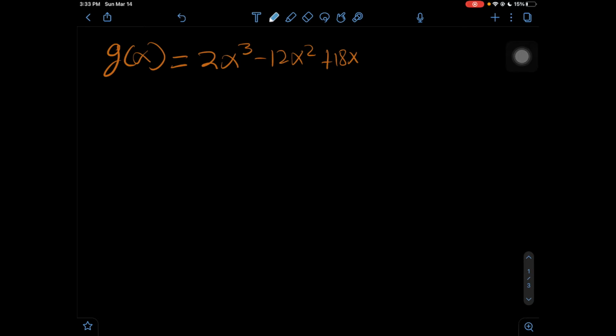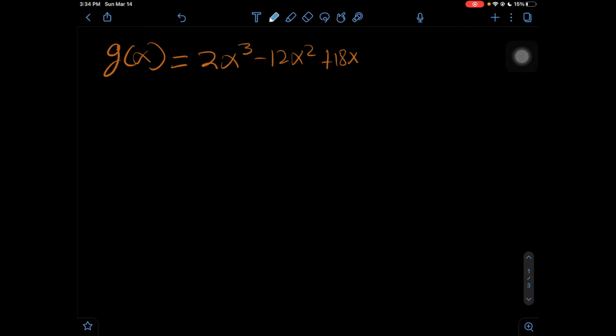In today's video, we'll be going over how to use the derivative in order to find function information. To start off, we're going to find the derivative of our function g of x, which is 2x cubed minus 12x squared plus 18x.